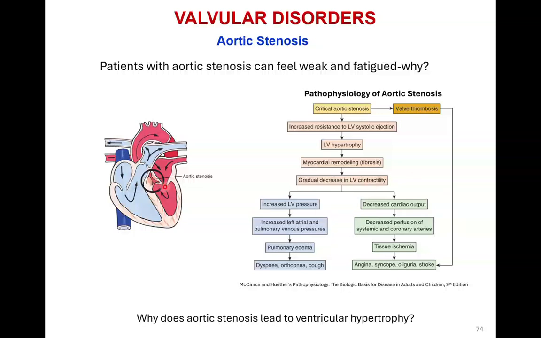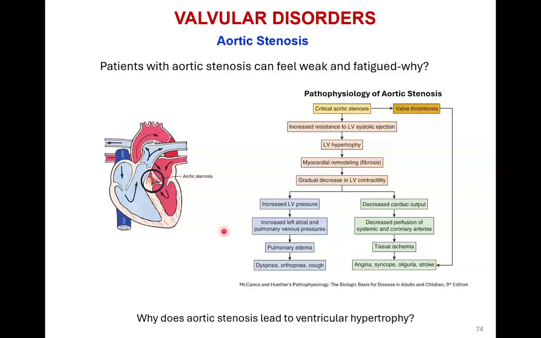In terms of the forward effects, our stroke volume is lower than normal, right? What do we have? We have a decrease in cardiac output simply because the left ventricle can't force enough blood through this stenosed aortic valve. So a decrease in cardiac output, a decrease in the perfusion of your systemic tissues, tissue ischemia, reduced blood flow, and then all the things that are associated with that.